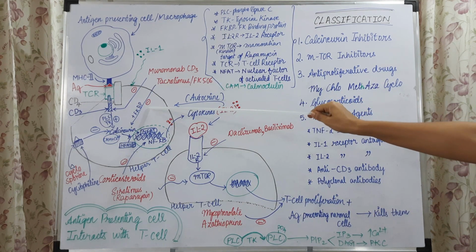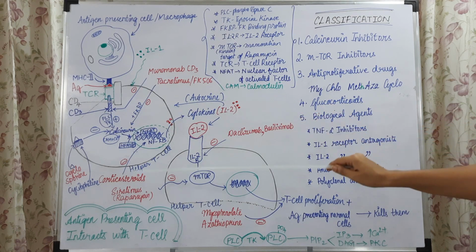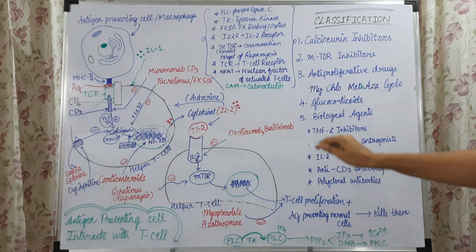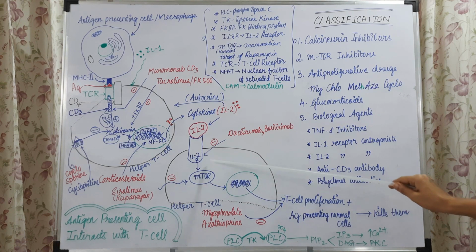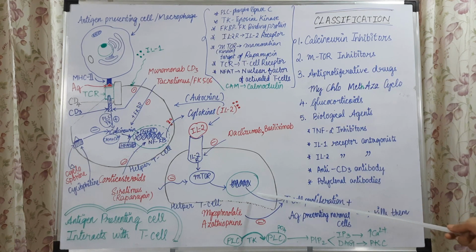Tacrolimus, by binding to FK binding protein, inhibits the calcineurin, whereas sirolimus and everolimus, by binding to FK binding protein, go and inhibit the mTOR. mTOR is the mammalian target of rapamycin. It is a kinase which further activates some enzymes responsible for the T cell, and that will go further and interact with the nucleus and the DNA, and they are responsible for T cell proliferation. So here T cell proliferation will be inhibited by the mTOR inhibitors.